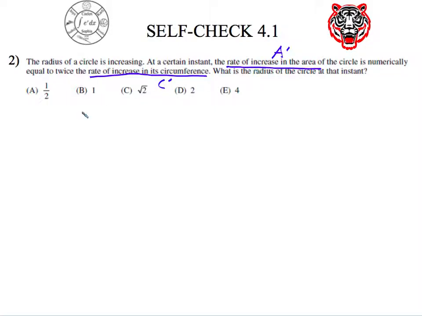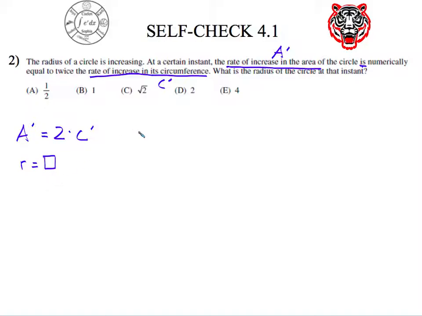So as a sentence, A prime is, so is means equal sign, A prime is numerically equal to, and it even says equal to, twice the increasing rate of the circumference, 2 times C prime. What is the radius of the circle at that instant? So what is the radius at that instant?